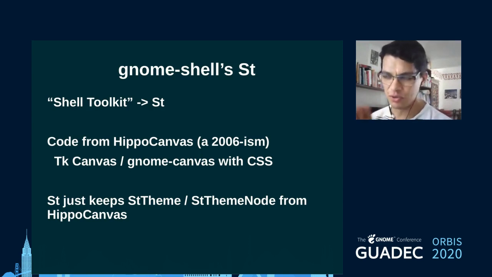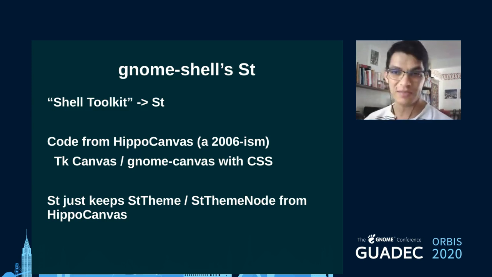gnome-shell uses its own toolkit for drawing windows and buttons, the top bar, all of those. And the toolkit is called ST. ST stands for Shell Toolkit. And the code, the initial code for ST is actually pretty old.